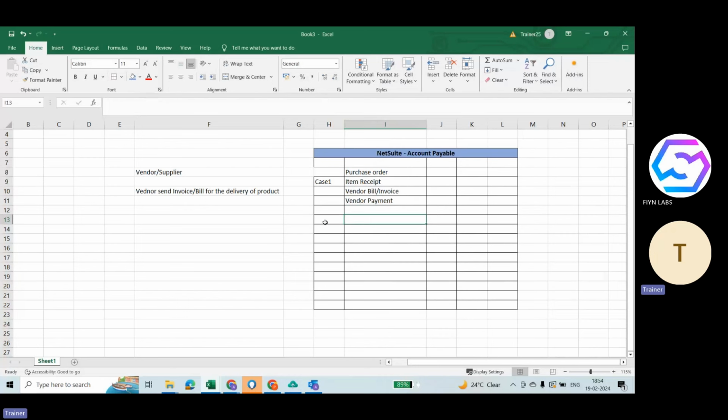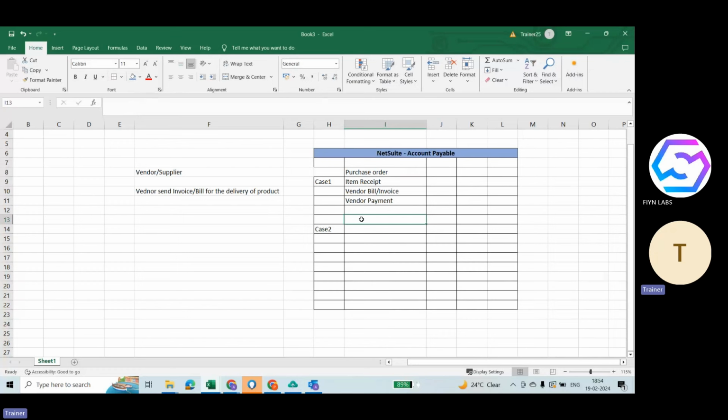Now comes case scenario number two, which I generally cover. That is nothing but an exception part. In a NetSuite interview, generally we ask what is the exception scenario of procure to pay. The student or the interviewee gets confused, thinking, what are you talking about, is it something extra? But no, it is the return part of the procure to pay cycle.